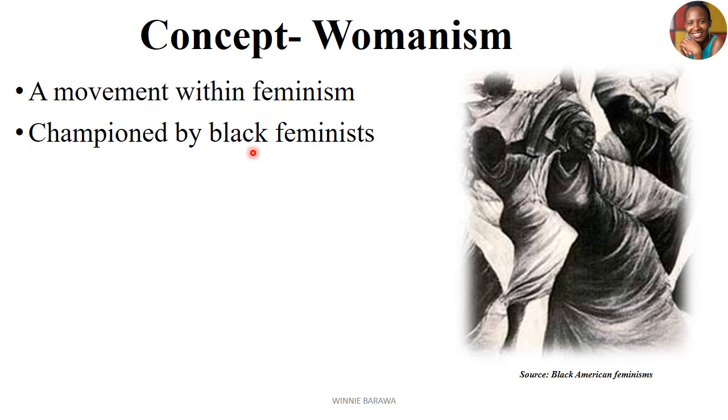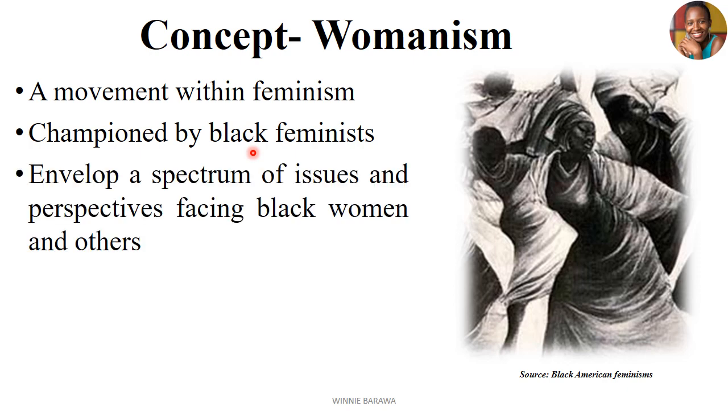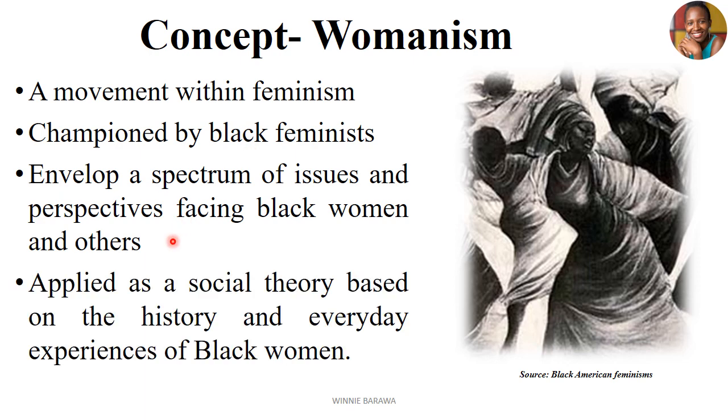And for this case, the word womanism was coined for the purpose of mostly protecting the black women who were fighting for women's rights at that time. So this was looking at issues and perspectives that were particularly facing black women, and other women too, who were also suffering from the effects of lack of empowerment. It was applied as a social theory based on the history and everyday experiences of black women. From its origin in America, it started to spread across other black women who were also looking into the empowerment of women at that time.